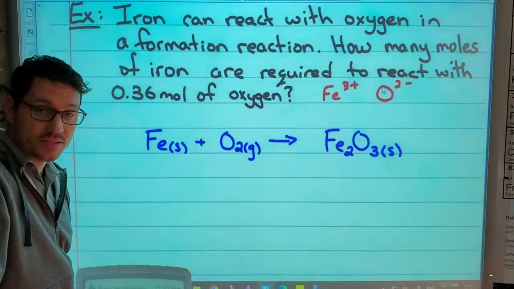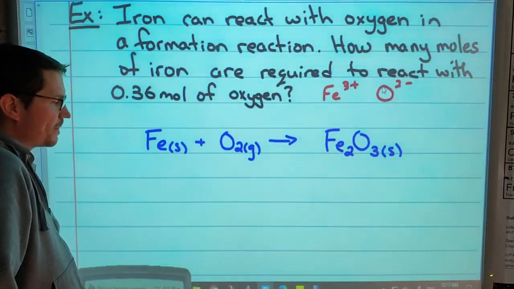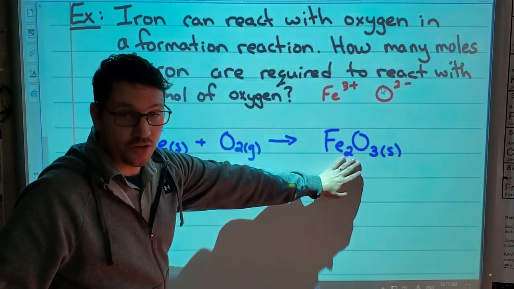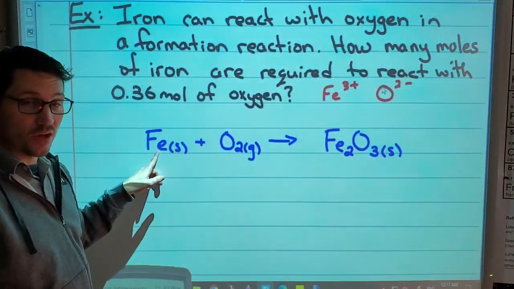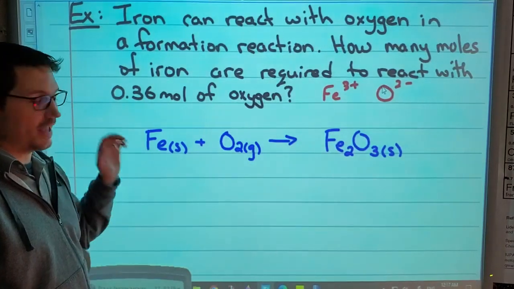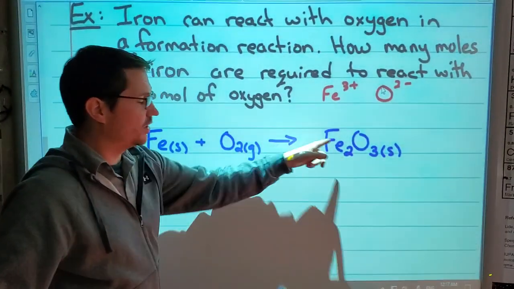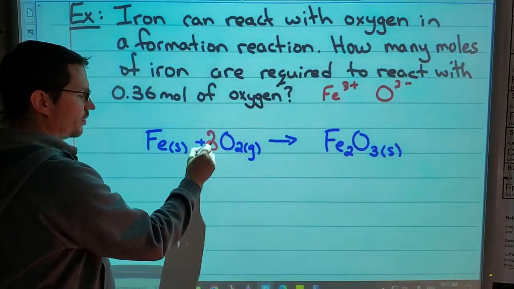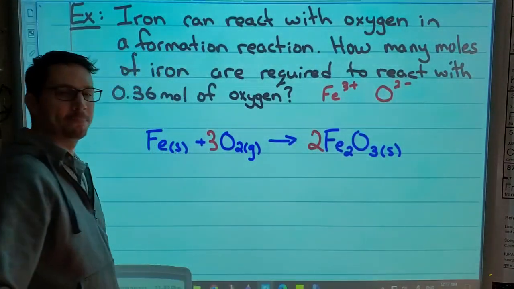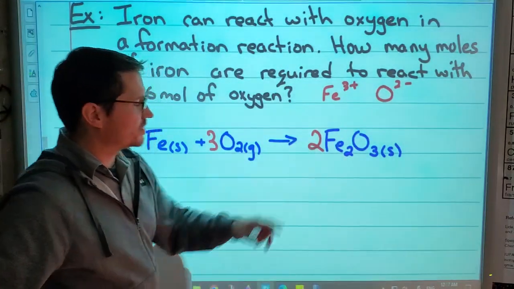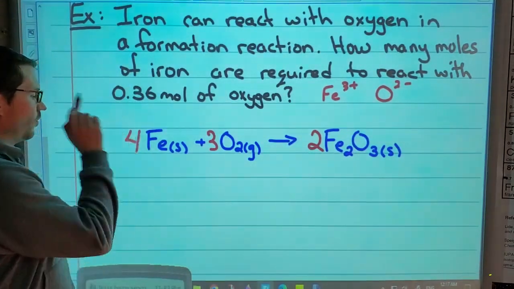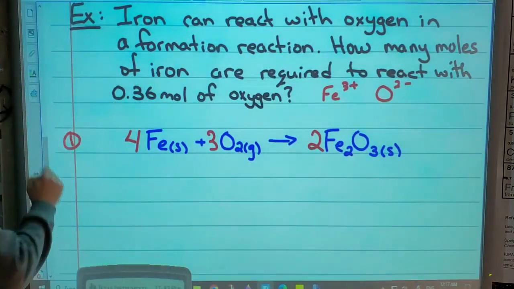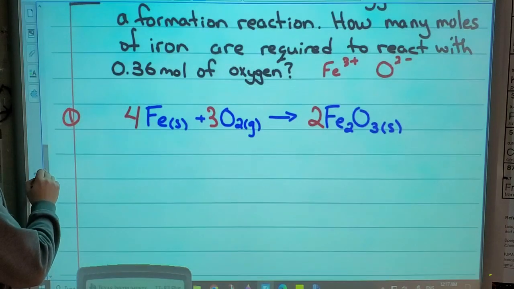Now let's go ahead and balance this. We needed a balanced chemical reaction. We always look at the most complicated substance first, and then deal with the simplest substance at the end. So let's deal with the oxygens. 3 oxygens, 2 oxygens. So we go 3 and 2. Now we have 2 times 2 is 4 irons, so I put a 4 in front of the iron. That's step number 1, our balanced chemical reaction.